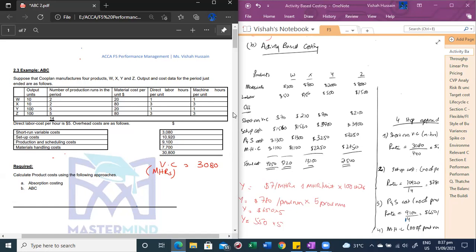So I'm going to divide 3080 by 440 machine hours. Can you guys tell me what is the amount that we're getting?